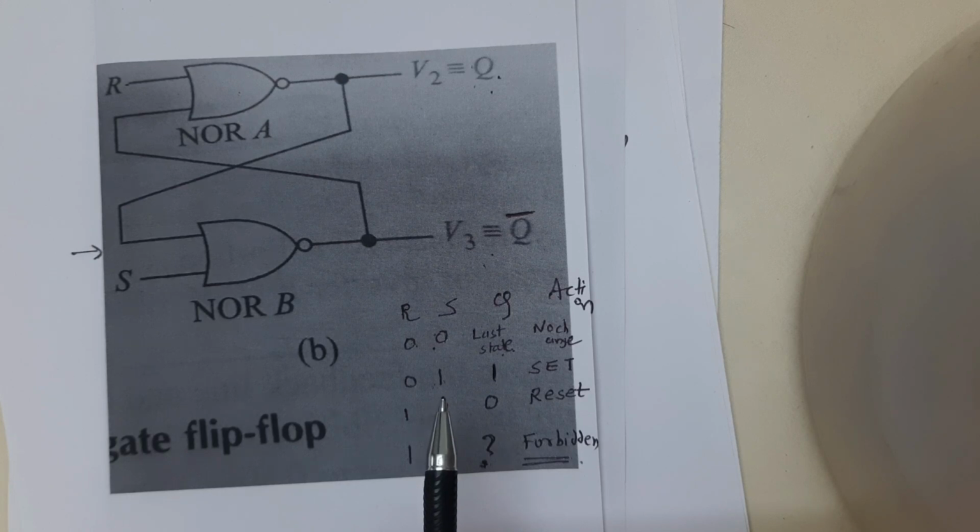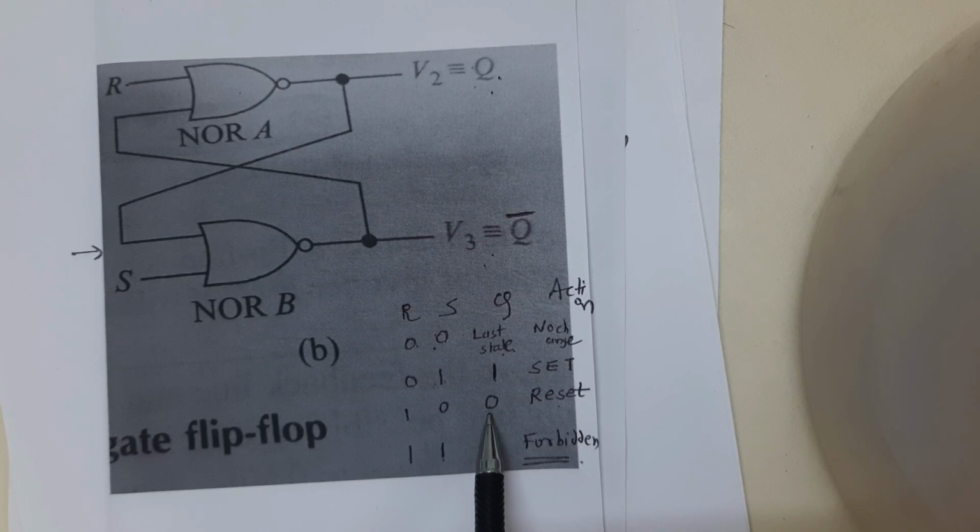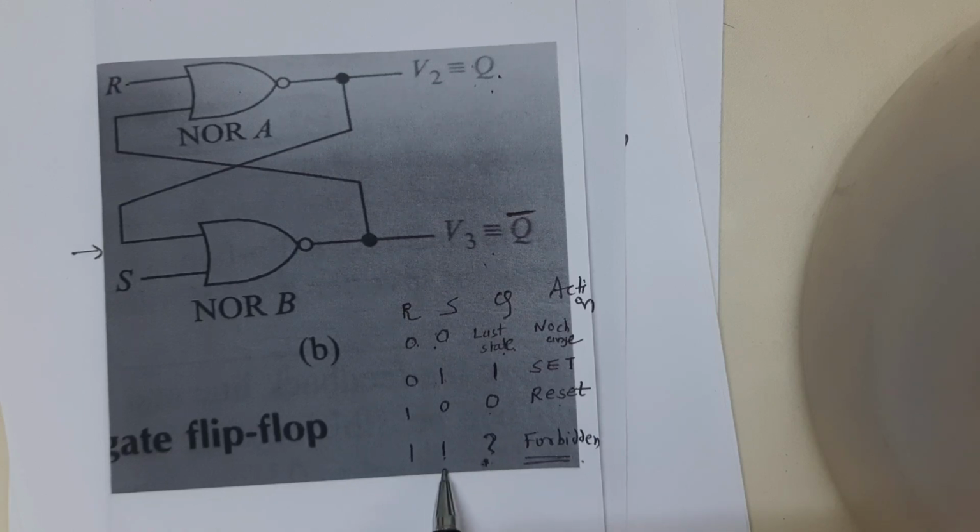Hence, a 1 at the R input is said to reset, that means the action is to reset the flip-flop, and it switches to the stable state where Q is equal to 0. That means, obviously, Q bar is equal to 1. This is obvious. The last state is 1, 1. Our action is forbidden. Then we are discussing what is forbidden.